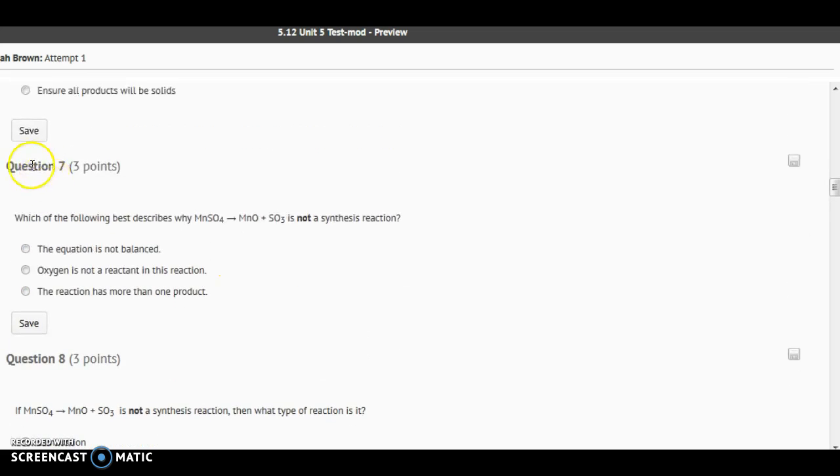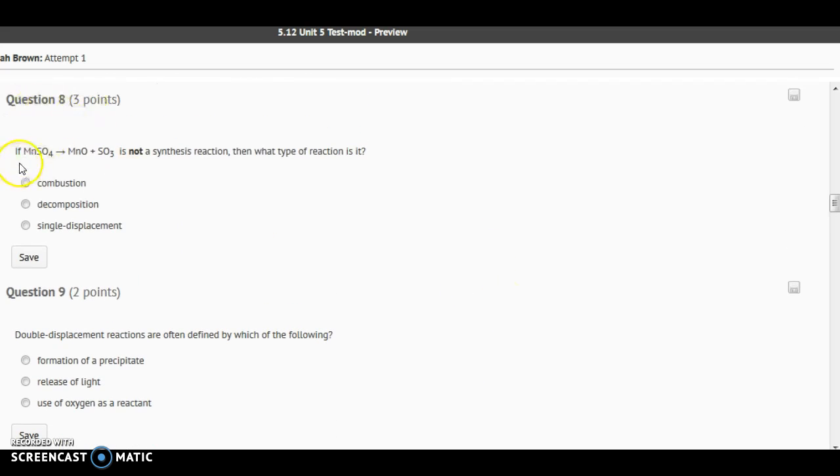Question 7. Which of the following best describes why MnSO4 yields MnO plus SO3 is not a synthesis reaction? A. The equation is not balanced. B. Oxygen is not a reactant in this reaction. Or C. The reaction has more than one product.